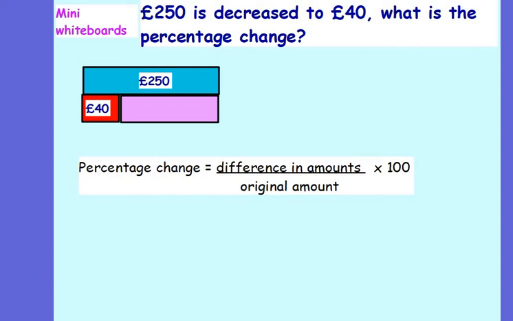Okay, Year 7, mini whiteboards for me. £250 is decreased to £40. What's the percentage change? Pause the video and work it out now, please.